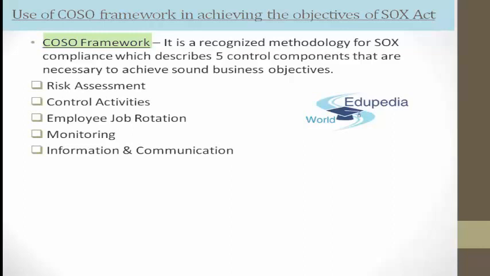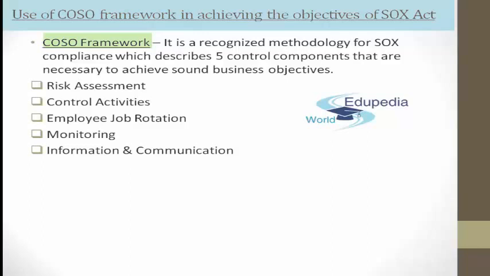Perfect, guys. Let's move towards the last topic of the day, the use of the COSO framework in achieving the objectives of the SOX Act. What is the benefit of applying the COSO framework in achievement of the objectives of the SOX Act? We need to understand that.